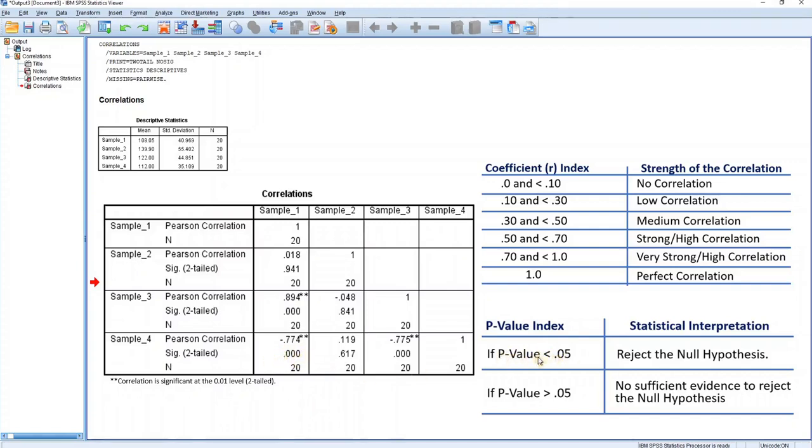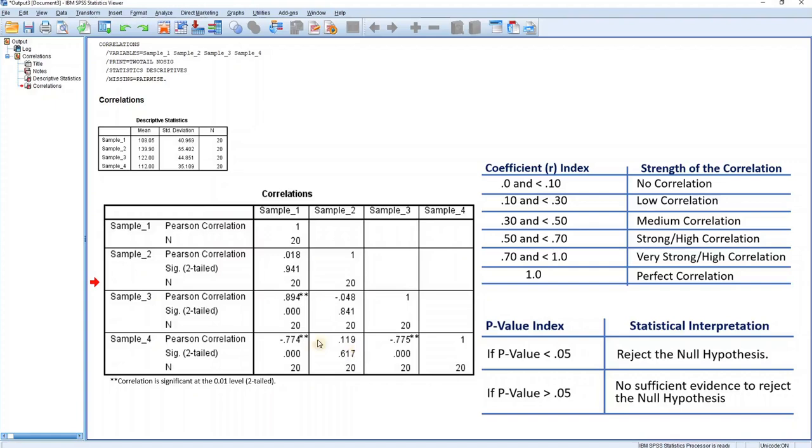From the p-value index table, this means that we have sufficient evidence to reject the null hypothesis because the correlation coefficient differs significantly from 0. Therefore, there is a linear correlation between sample 4 and sample 1.